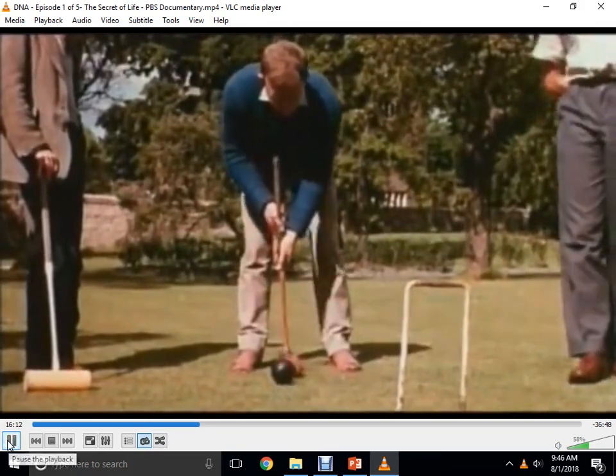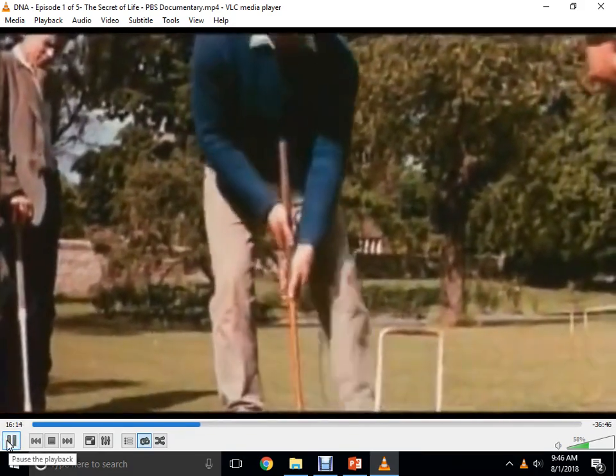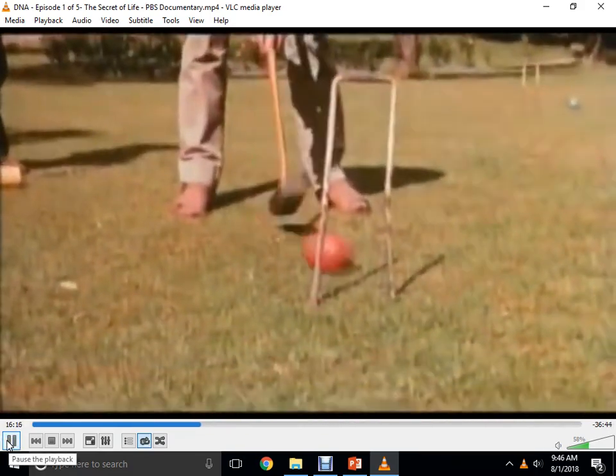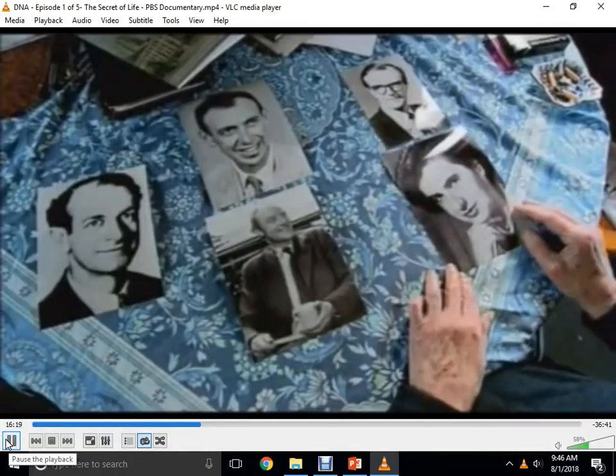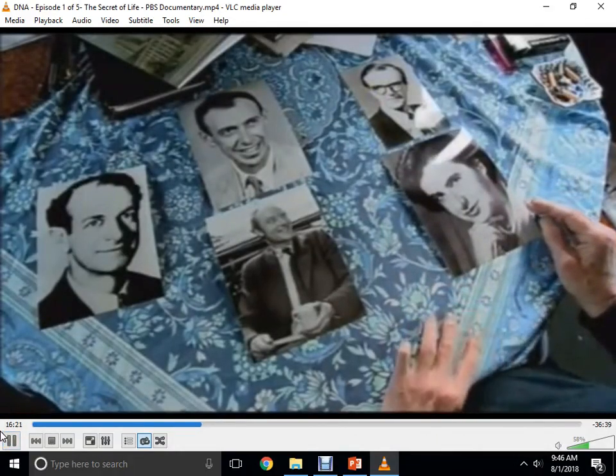Their minds were free to concentrate on the big ideas. Three teams, three different approaches, and Watson and Crick weren't favored.